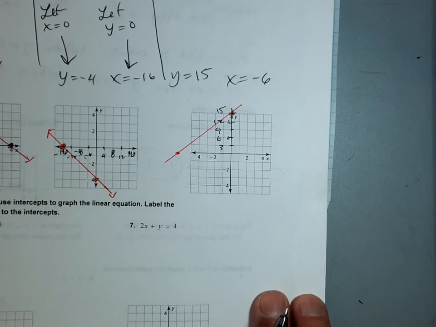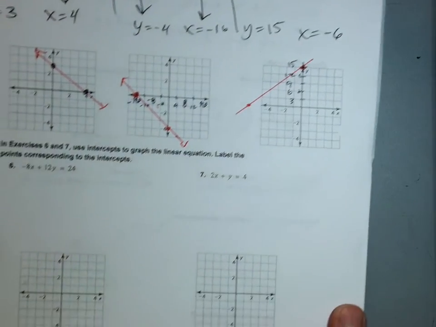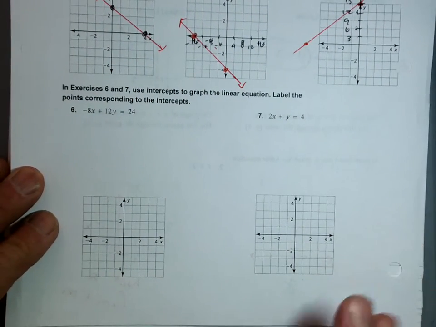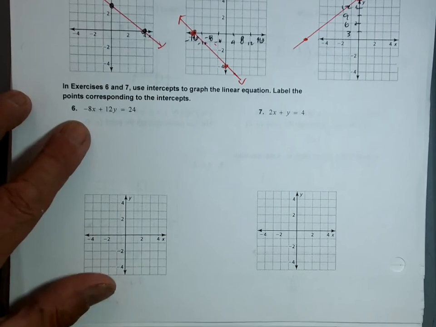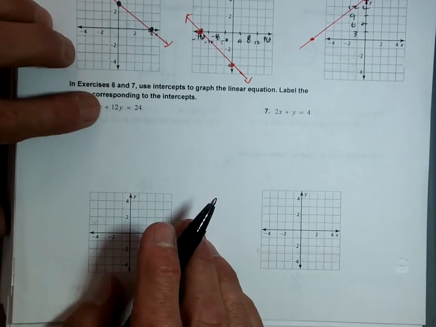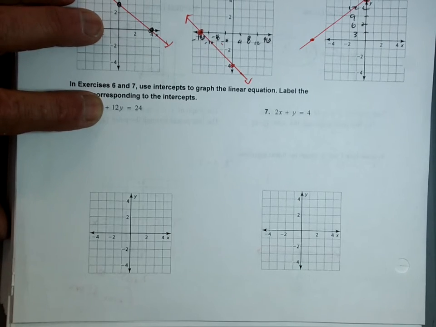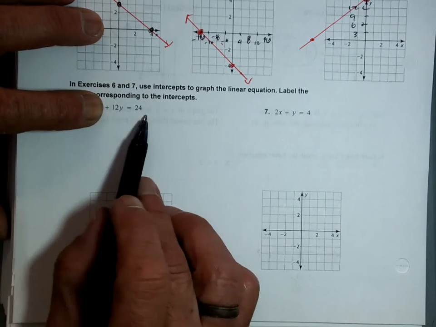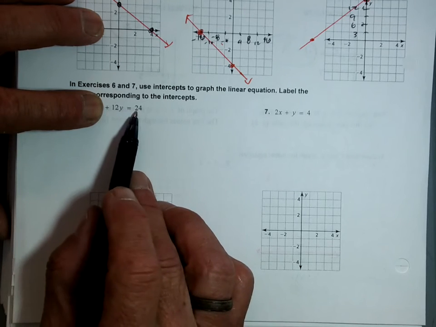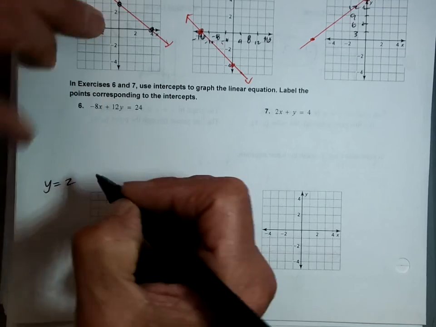Okay, last two, let's do it again. Last two. So, same thing. So if I cover up and solve for y, what's y equal? If I cover up, what's y equal? What's y equal? Okay, 24 divided by 12 is 2. So y equals 2.